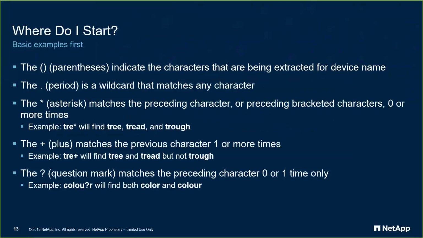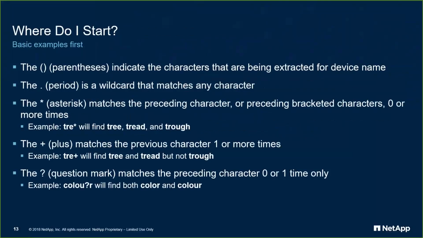Now, the plus sign, on the other hand, matches the previous character 1 or more times. So TRE plus is only going to find or match tree and tread, but not trough. That's because of the O, right? It has to be at least 1 or more times.